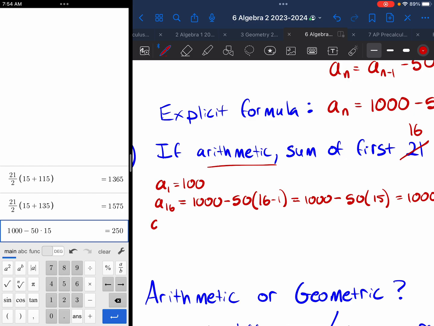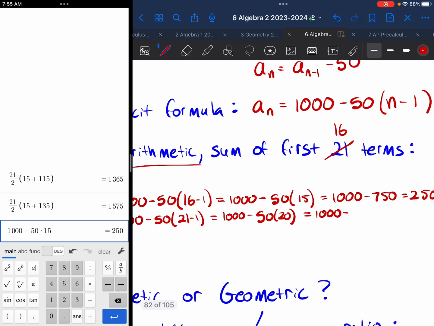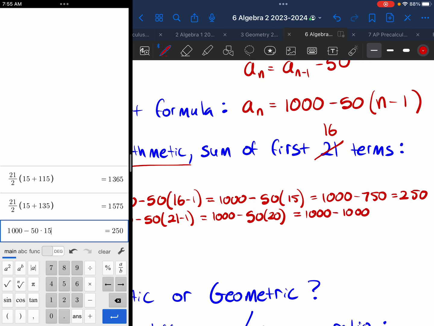And while I'm here, I might as well calculate a sub 21 in case you did that as well. So that's going to be 1,000 minus 50 times 21 minus 1. And that's going to be 1,000 minus 50 times 20. 5 times 2 is 10. Add on the extra 0, 0. Oh, that's exactly 0. Let me show my work. This is 1,000 still, minus 5 times 2 is 10. Add on the 2 zeros, and then this is going to be 0. I didn't even look at the problem, but the first 21 terms make a lot of sense in this problem.